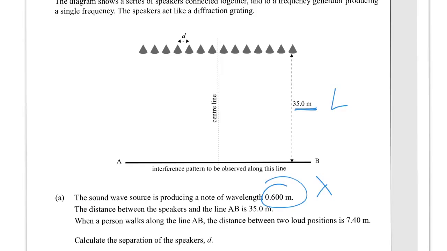When a person walks along the line AB, the distance between two loud positions is 7.40 metres. That's going to be our X value, and that's for n equaling 1. So that's the distance between two loud positions. We can take it from any of these individual positions to the next loud position, and that's our X value. Calculate the separation of the speakers d.